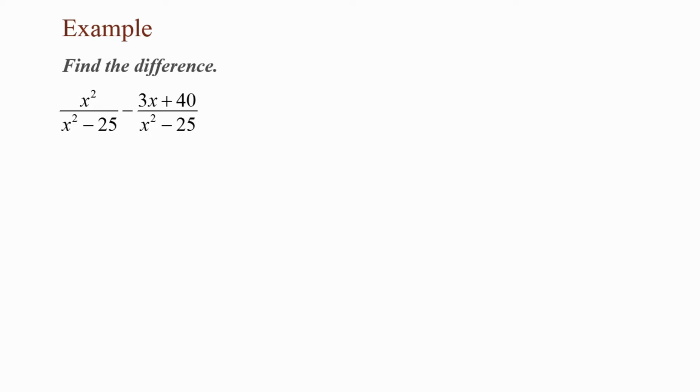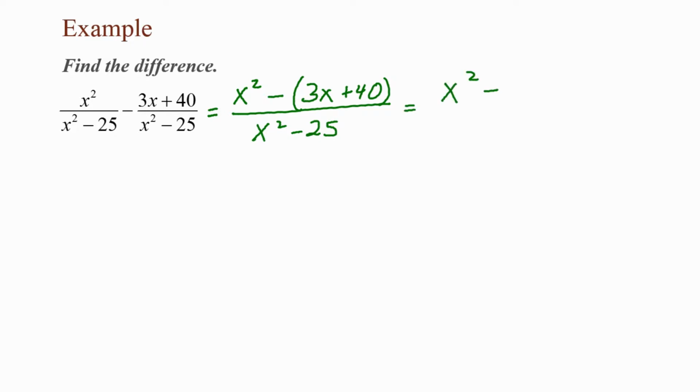In this example, find the difference, x squared divided by x squared minus 25 minus 3x plus 40 divided by x squared minus 25. The key to subtraction of fractions is to remember that that minus sign goes with everything in the numerator of the fraction behind it. So when I subtract, I'm going to have x squared minus 3x plus 40. All over my denominator of x squared minus 25, which means I really have x squared minus 3x minus 40 over x squared minus 25.